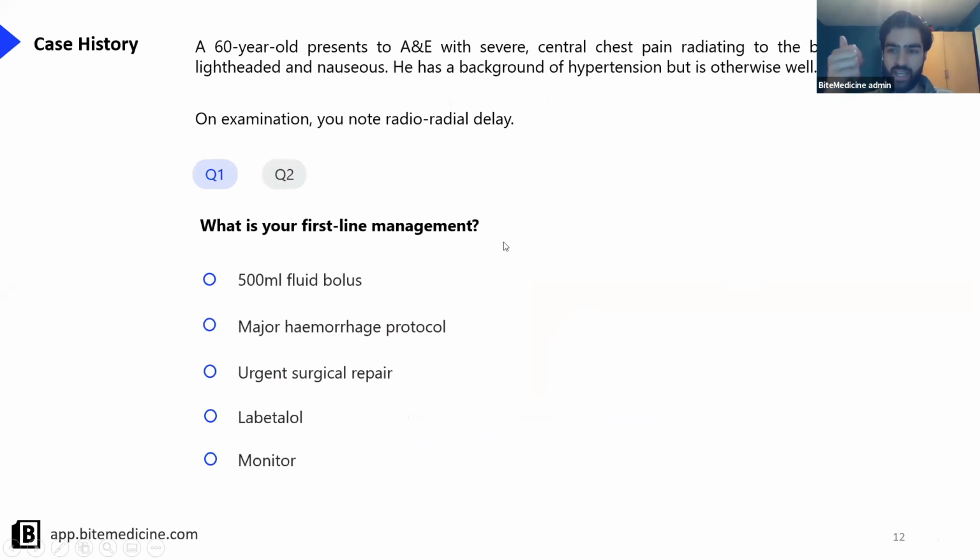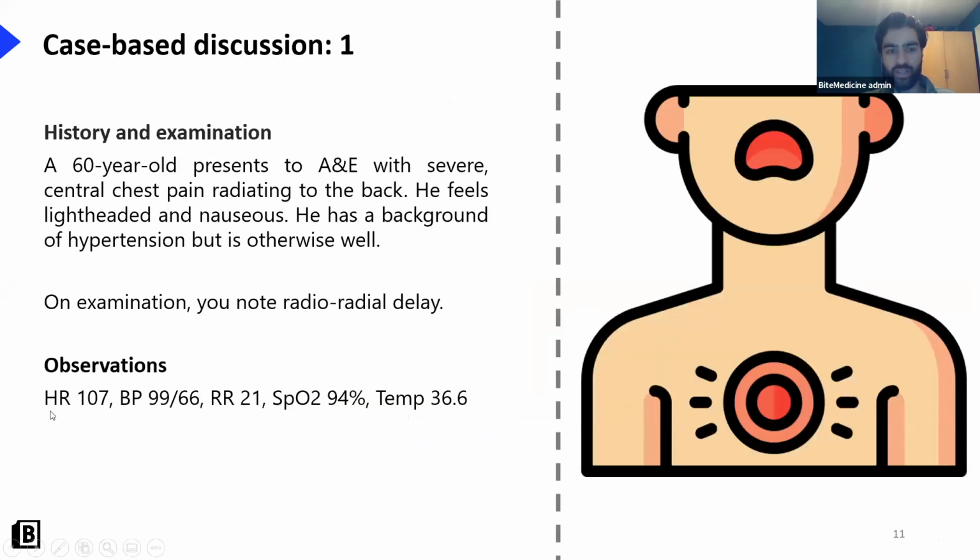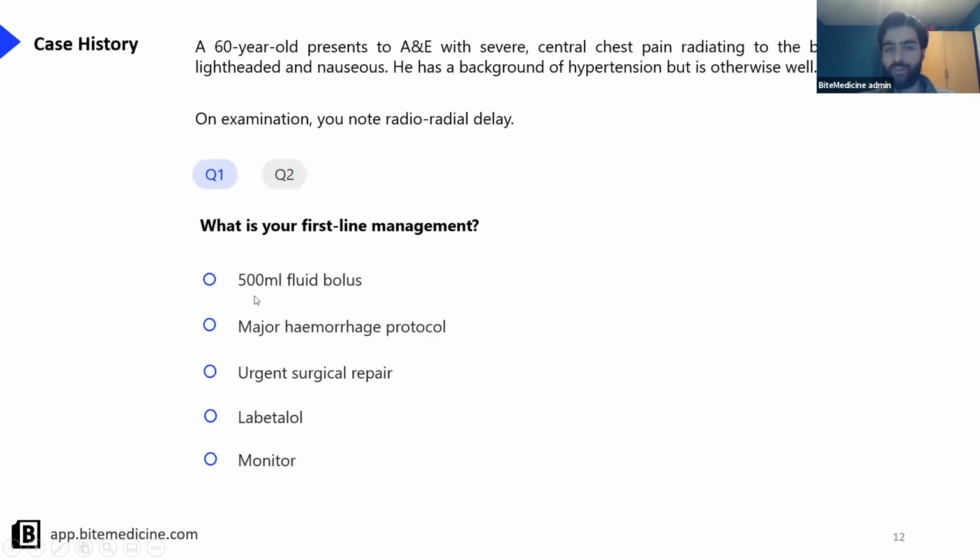Remember, management is A, B, C, D, E. You secure the airway, you sort out their breathing, and then you sort out circulation. Circulation involves giving fluids. Remember, this patient is tachycardic and hypotensive, which suggests they're bleeding, okay? They're losing blood volume, which is making their heart pump faster. And because they're losing blood volume, they're becoming hypotensive. So the first thing you're going to do is give fluids, and then after that, you're going to sort blood out, okay?